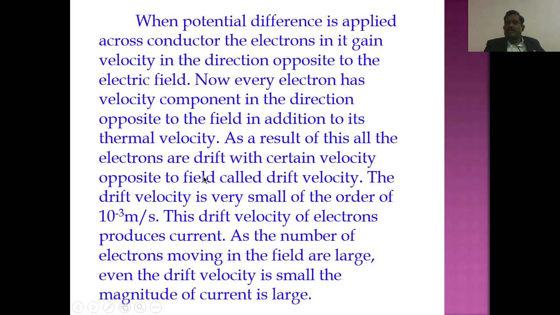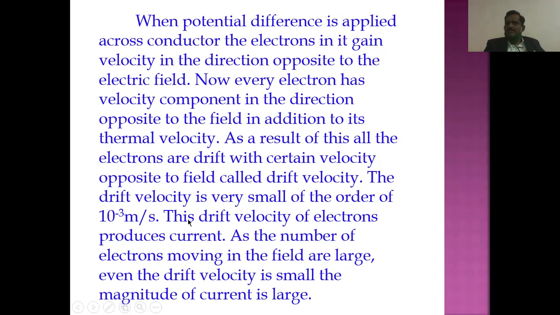Now, when we apply potential difference across the conductor, what happens? Electrons gain velocity and are accelerated towards the positive terminal, and the direction of these electrons will be opposite to the electric field. We know that. So as a result, the electrons drift with a certain constant velocity opposite to the field, which is called drift velocity. And this drift velocity in copper is near about 10 raised to minus 3 meters per second. It is a small velocity, 10 raised to minus 3 meters per second.